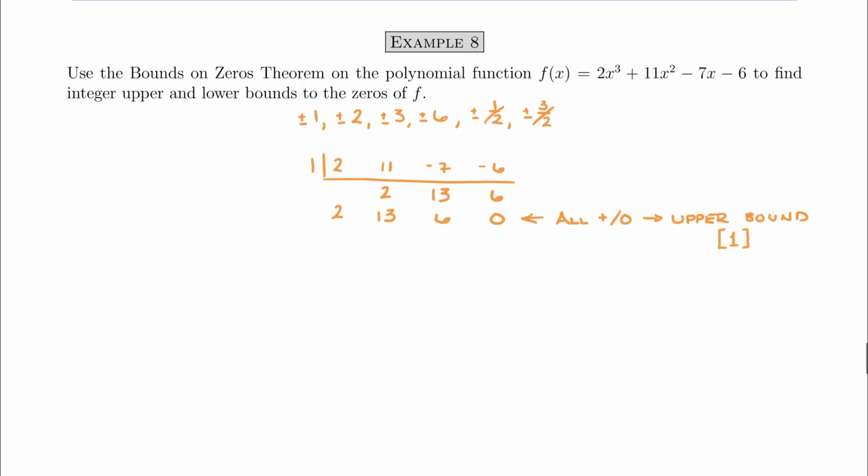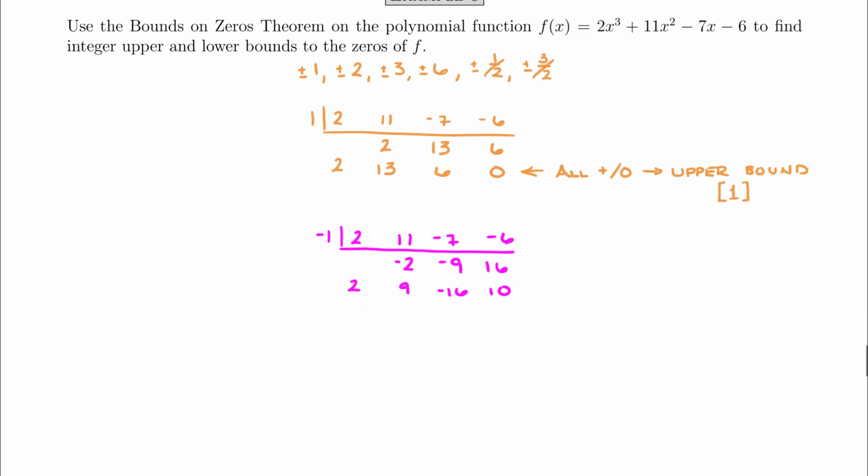So our first negative value is -1, and we do the synthetic division. But in this case, we're not looking for all positive values. We're looking for alternating signs or zeros. So we will do the same thing, coefficients, and then now we will do the synthetic division. And here we can see a positive, positive, negative, positive. Those signs don't alternate, so we're going to go to the next value, which would be -2.